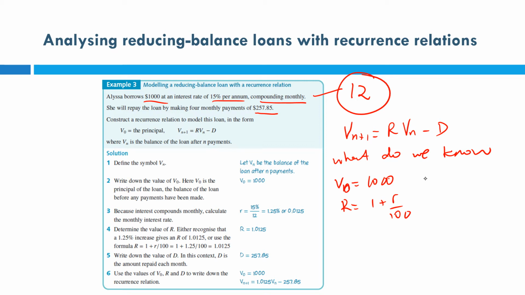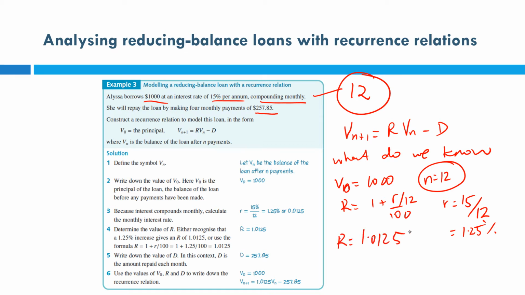So what happens is it says compounding monthly. So our months are going to be compounding by 12. So you just do the little 12 like that. And then you get R as being 15 divided by 12 because it's 15% per annum, which will give us 1.25% per month or 0.0125. So that's our R. R is now 1.0125. And D is minus 257.85 because you're paying that back to the bank.